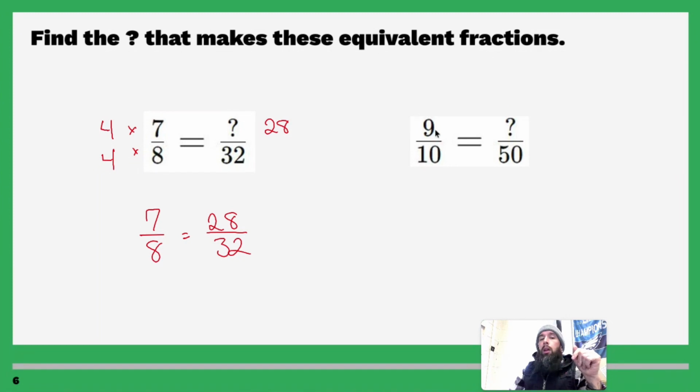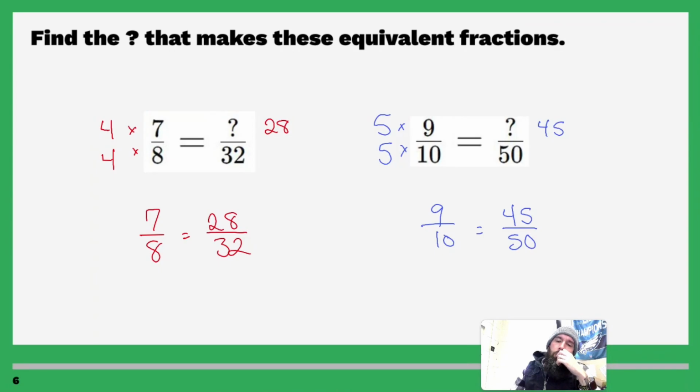Let's do it again. 9 over 10 is the same as what over 50? Well, I have to multiply the top and the bottom by the number that turns 10 into 50. 10 times what is 50? 10 times 5 is 50. 9 times 5 is 45. So 9 out of 10 is the same as 45 out of 50. See, not so bad.